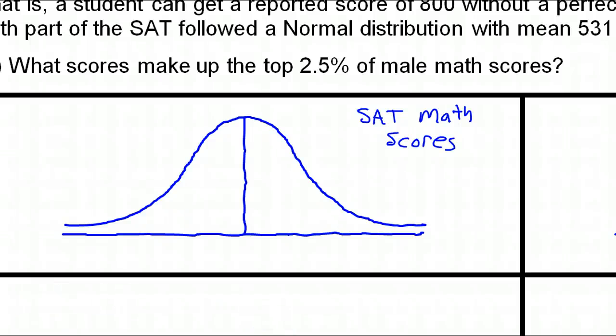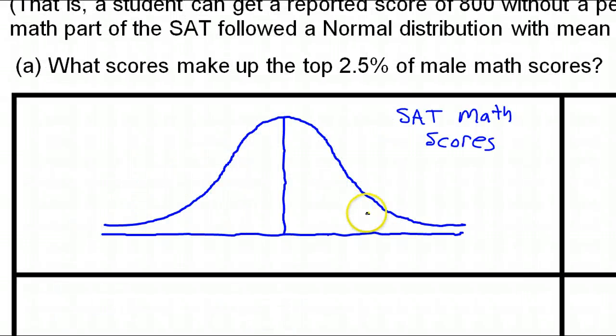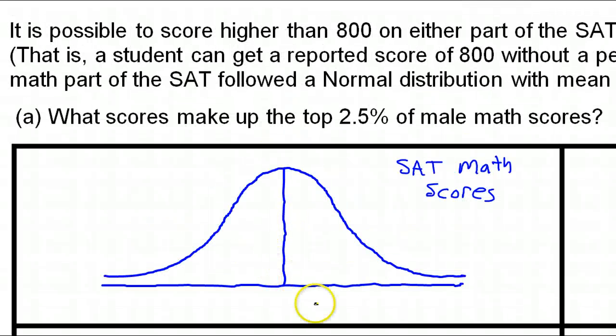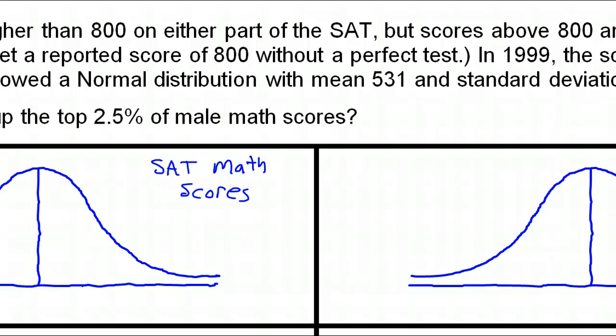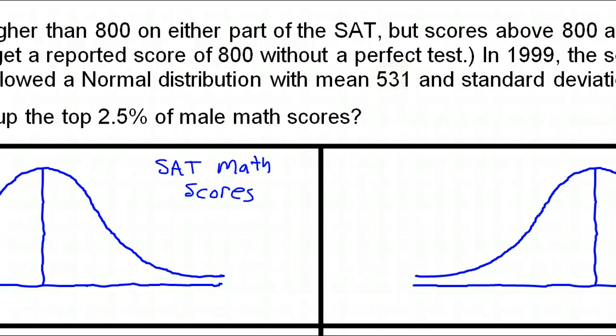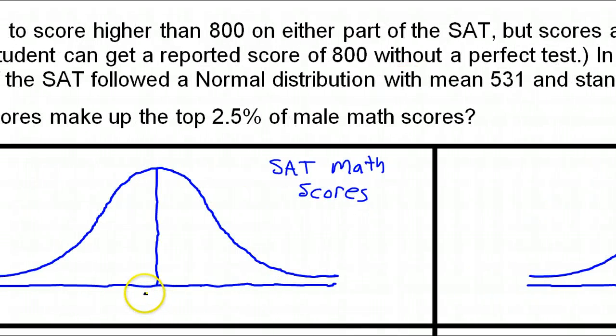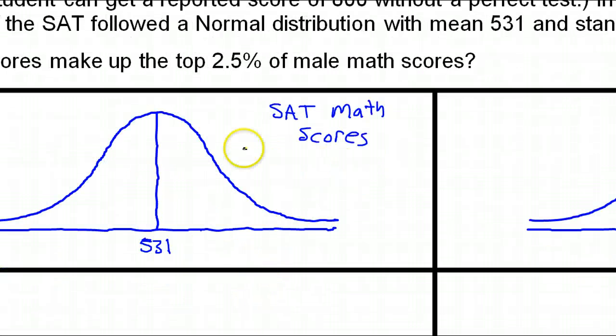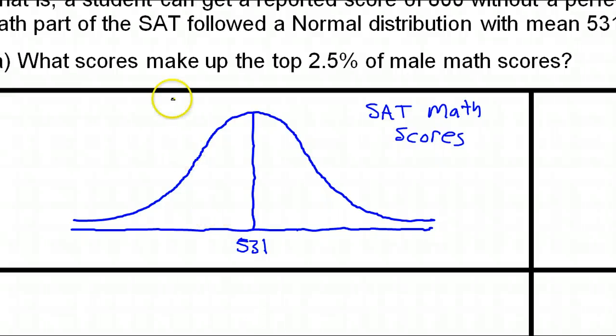Well, it starts off same as always. Make a normal distribution. We got SAT math scores, got to label it. The mean goes here. What did they say that was? I'll just talk about 800, but the mean was 531. All right, so that's going to go right here in the middle. All right, 531. So we've got that. Now, they are giving us the percent. So what scores make up the top 2.5%?